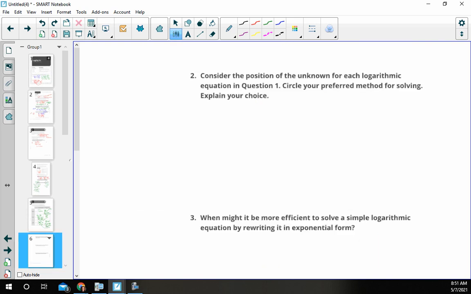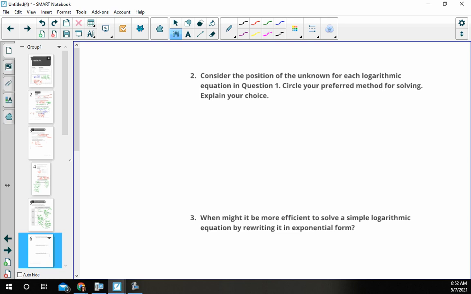Okay, so consider the position of the unknown for each logarithmic equation in question 1. Circle your preferred method for solving and explain your choice. So this is going to be kind of a you answer. Just circle which ones you thought were better and then state why. Okay, when might it be more efficient to solve a simple logarithm by using its exponential form for number 3? And when might it be more efficient to solve a simple logarithmic equation by using the change of base?